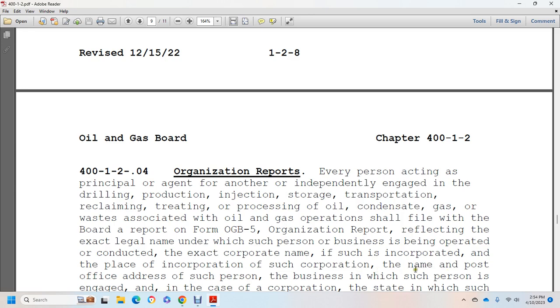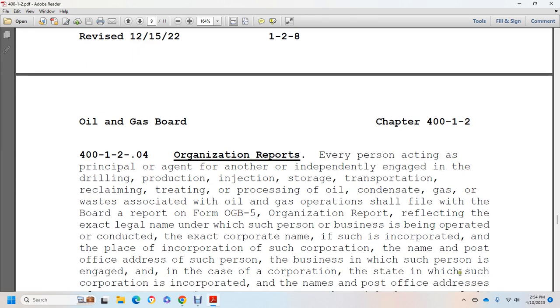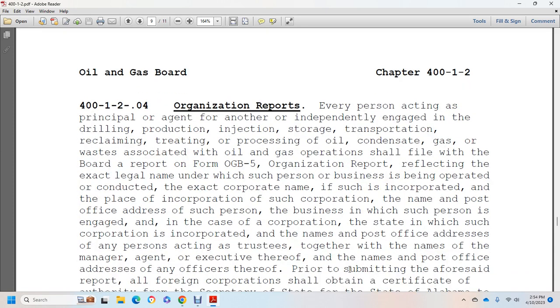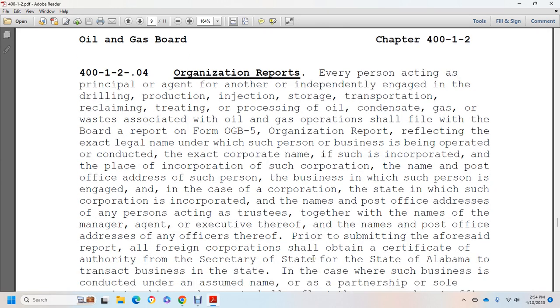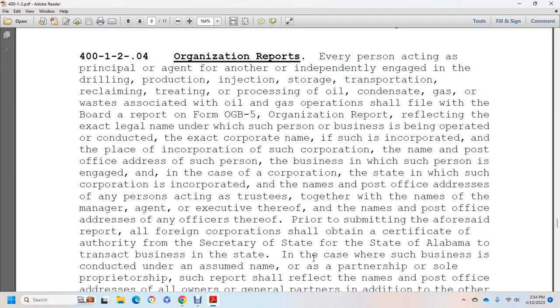The name and post office address of such person's business in which such person is engaged, in the case of a corporation, the state in which the corporation is incorporated, the name and post office address of any trustees, and the names of the management agent or constructor thereof. The name and post office address of the officers thereof. Prior to submitting the report, a foreign corporation shall obtain a certificate of authority from the Secretary of State of Alabama to transact business in the state.